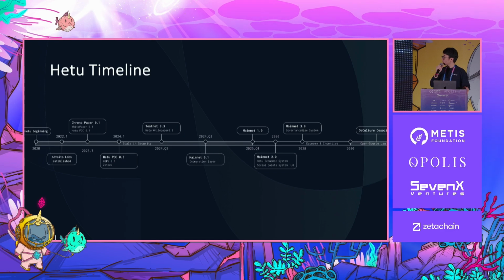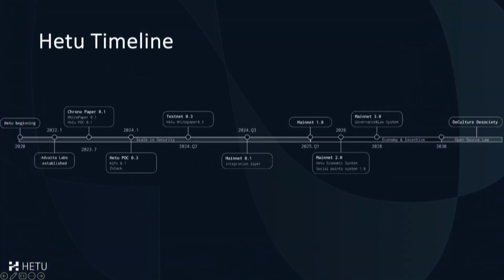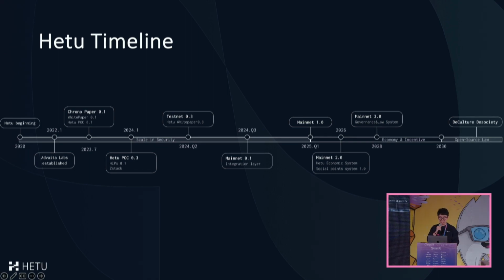This is our proposed timeline for the Hetu stack and the Hetu protocol. I don't know if you can read it, but we are currently roughly here, where we developed our current proof of concept, the POC. Our goal is to have the testnet sometime in the middle of this year, which is here. Then by the end of this year or early next year, our plan is to roll out the mainnet of Hetu.